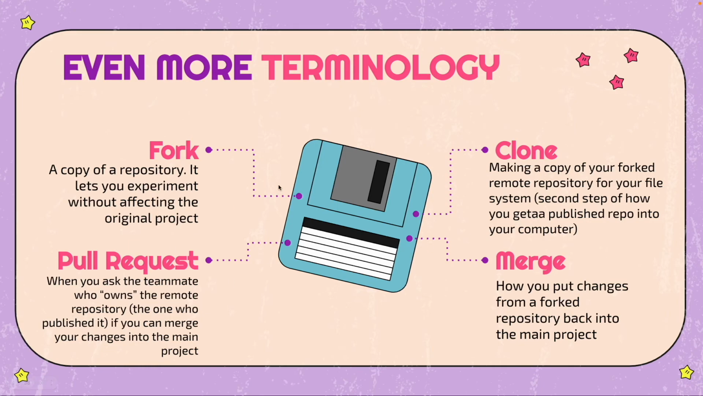A pull request is when you ask the teammate who owns that remote repository, in this example it was Gideon, if you can merge your changes into the main project. They approve it, thumbs up, now your changes are part of the main project. Merging is how you put changes from a forked repository back into the main project. Merging happens when the repository owner approves the pull request and it merges those changes into the main project.